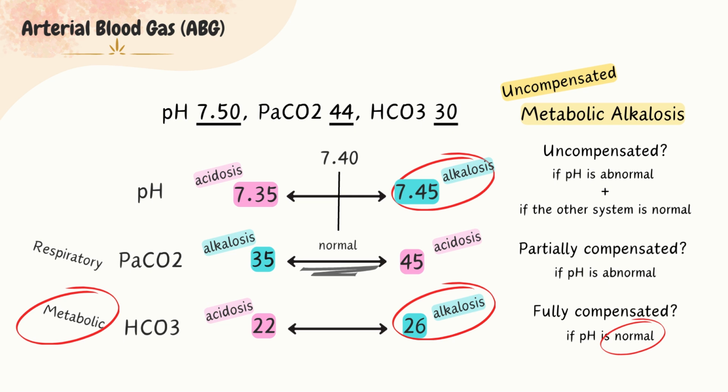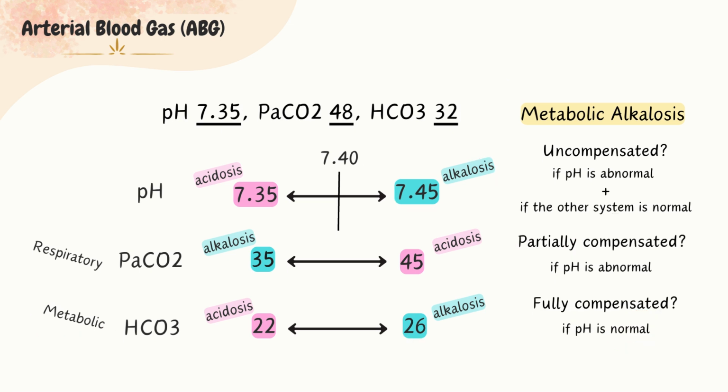See the difference now? And you can tell that the PaCO2 is starting to compensate because it is leaning toward acidosis, just not all the way there yet. If it made it to more than 45, then this would be a what? A partially compensated metabolic alkalosis.